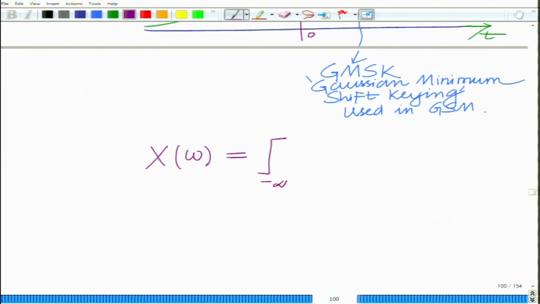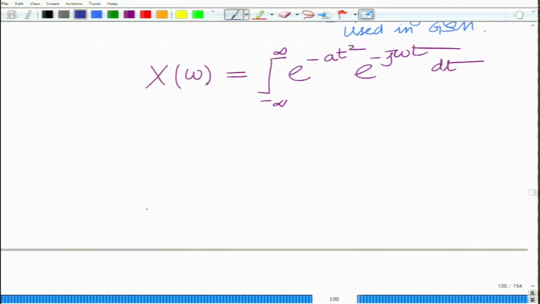Now, the Fourier transform of the Gaussian pulse, that is X of omega, is integral from minus infinity to infinity of x(t), that is e raised to minus a t square, times e raised to minus j omega t dt. Now, there is no straightforward way to derive this. So, what I am going to show you is a different way to derive this, something that involves a little more thought than just evaluating the integral in a straightforward fashion.